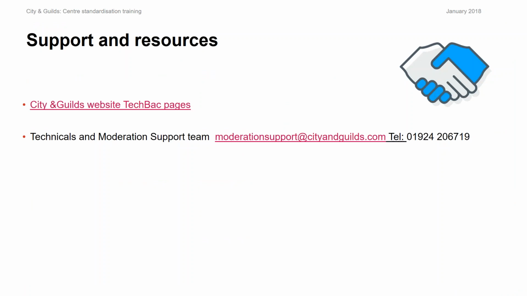Okay, so we've got some support and resources here. These are links, so you can actually push on those buttons to get you straight through to those specific areas on the web page. City and Guilds website tech back pages give lots of information, lots of those guidance documents that I referred to earlier. So that's a really important area on the website for you to access, along with your specific subject area page as well. The Technicals and Moderation Support Team, that's their email address there and their telephone number there.